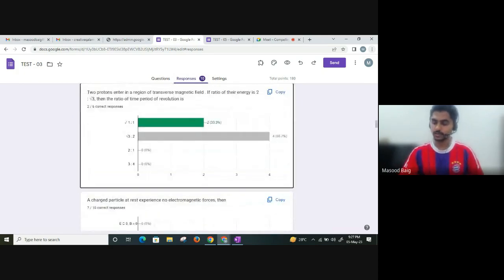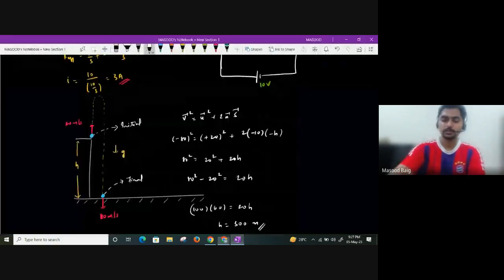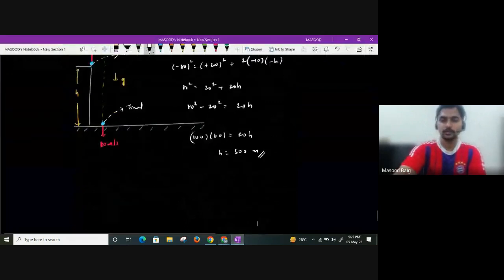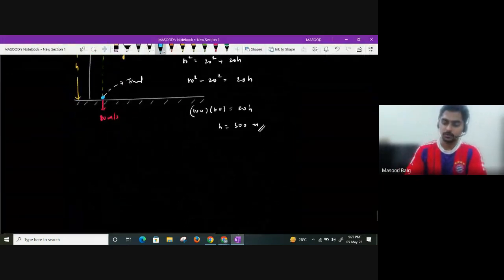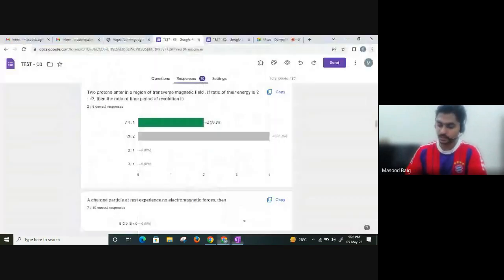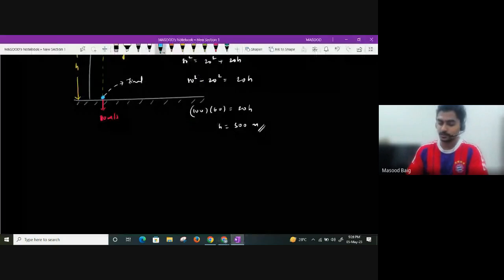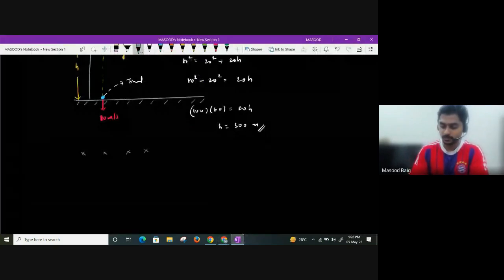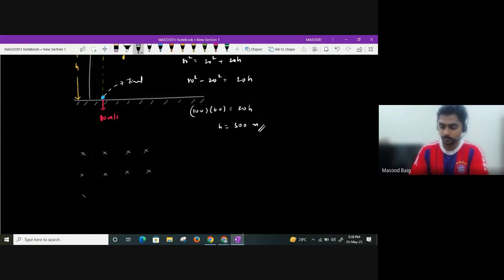Two protons enter a region of transverse magnetic field, which usually means a perpendicular magnetic field, guys. If the ratio of the energies is 2 is to root 3, then the ratio of time periods of revolution is what they're asking. So whenever a charged particle is entering, they are saying that protons are entering a region of transverse magnetic field. So let us imagine we have a magnetic field inwards.